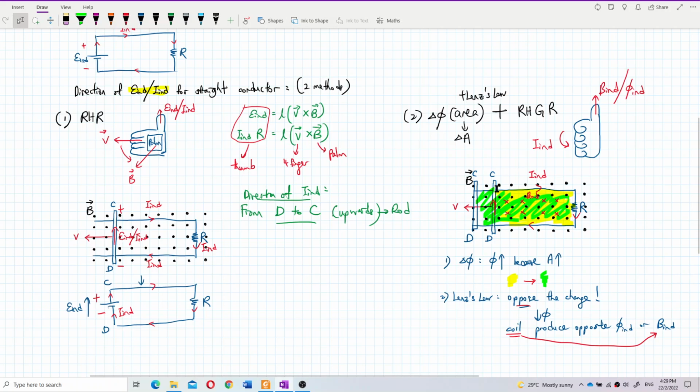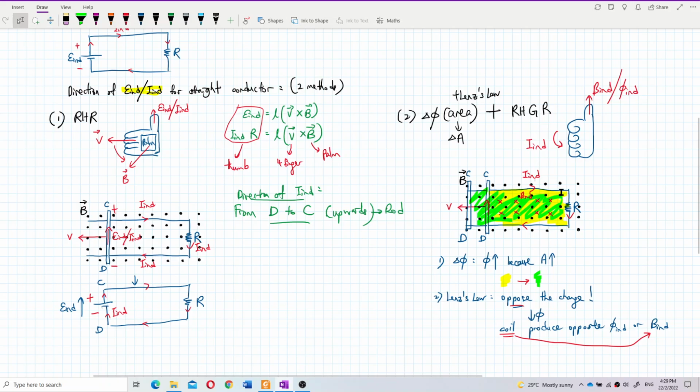So both methods are acceptable. Either you use the velocity, magnetic field, induced EMF method, or you find the change of flux through the change of area and use the right hand grip rule to find the induced current. You can also find the same direction of induced current, which is clockwise.